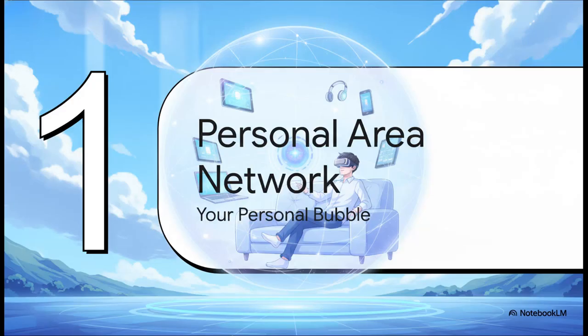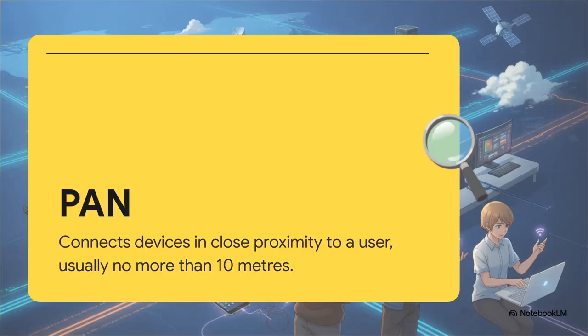Section 1. PAN, your personal bubble. Okay, let's dive into this. We're going to look at networks by zooming in on the smallest geographical scale first and then work our way out. This first one is called a Personal Area Network, or PAN.